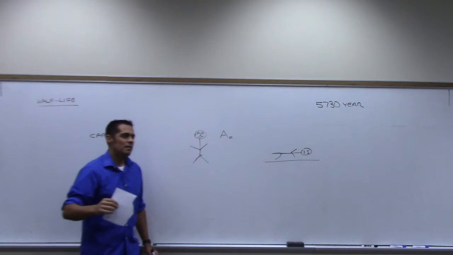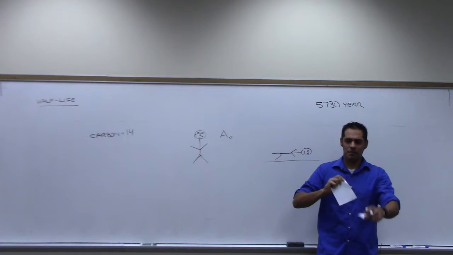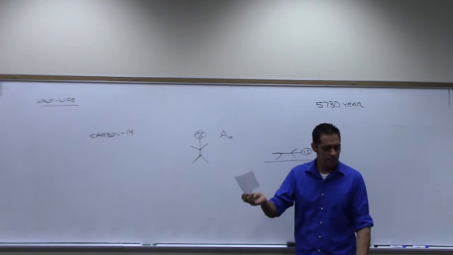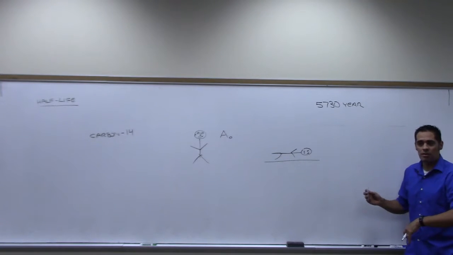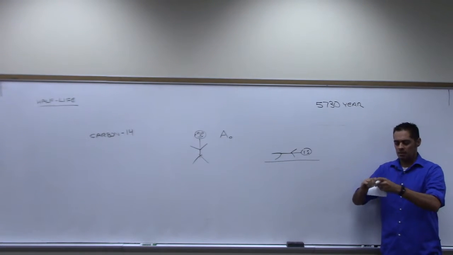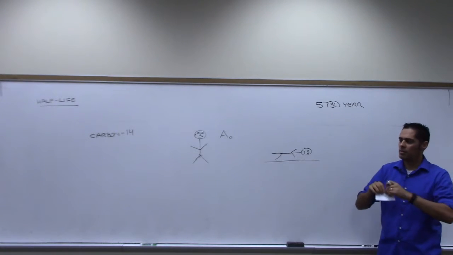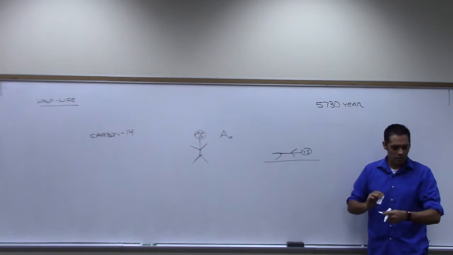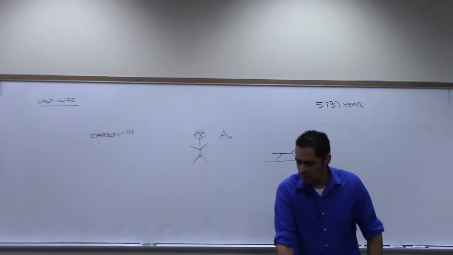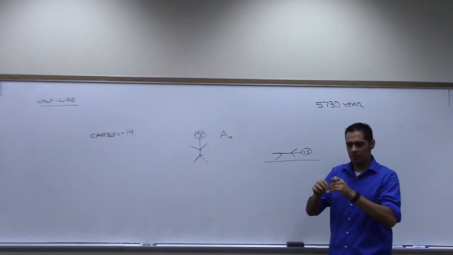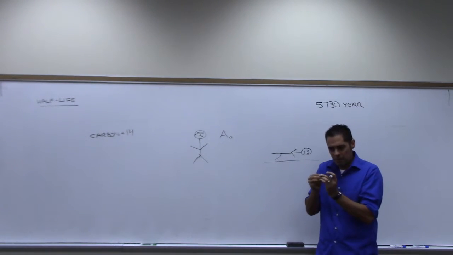Then 5,730 years later after that, another half of it's gone. Understand? Then another 5,730 years after that, another half of it's gone. And this keeps going and going and going, right? It won't ever be completely gone, will it? There's always going to be some tiny little piece, right?